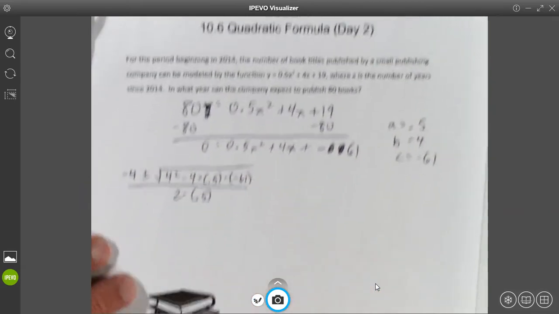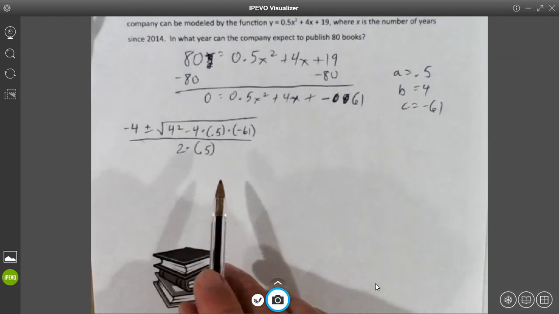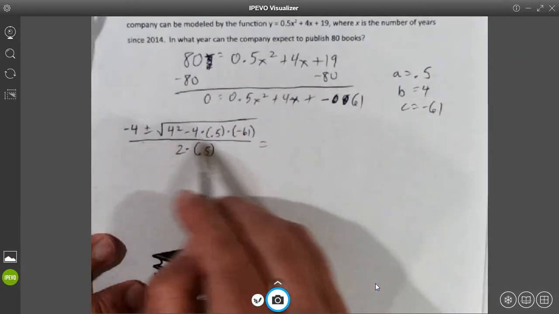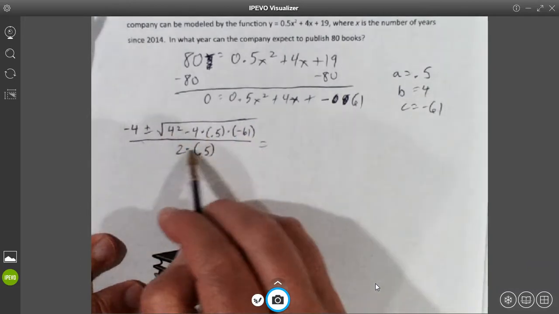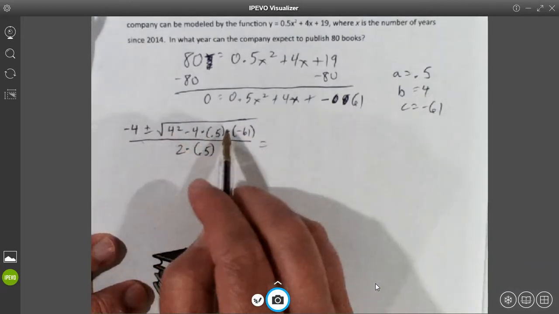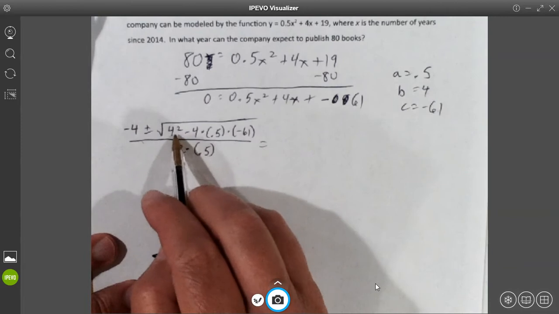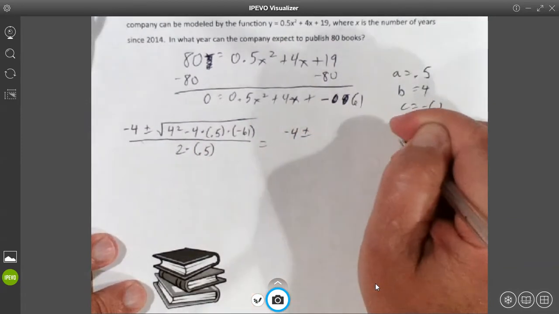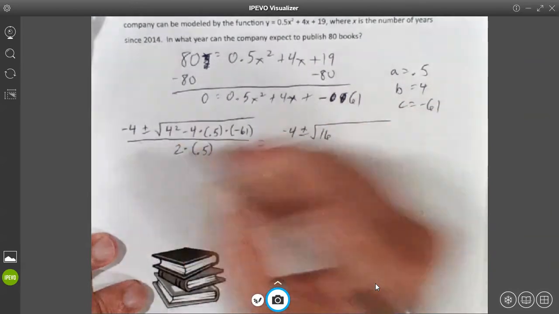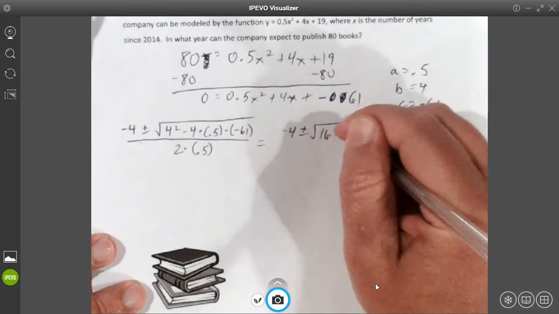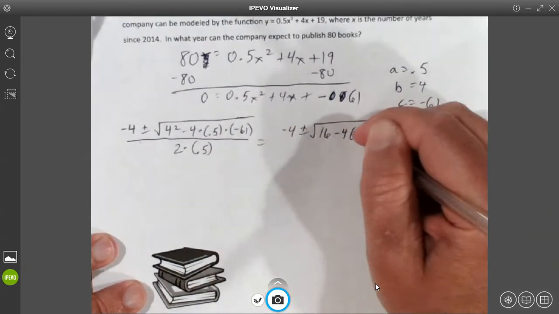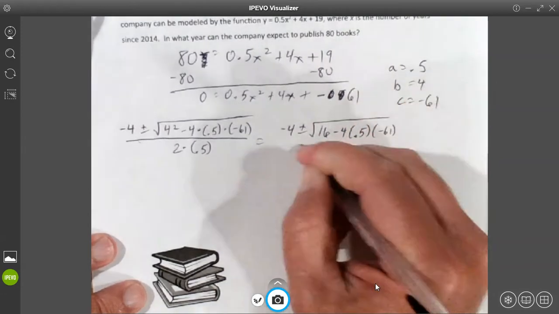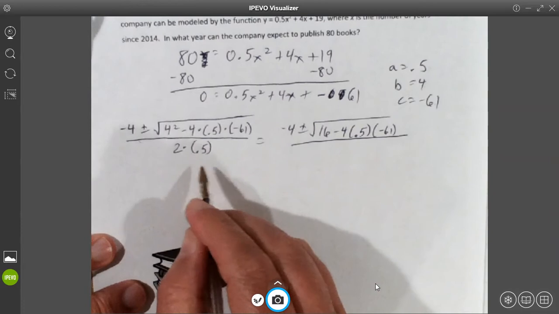So there's the expression that I want to simplify just using order of operations. I've got a couple of grouping symbols here: the grouping symbol up top, and then I'm going to do that on the bottom just like we did before. Exponents come first. So that's negative 4 plus or minus the square root of 16, because that's 4 squared, minus 4 times 5/10 times negative 61, entirely over 2 times 5/10.